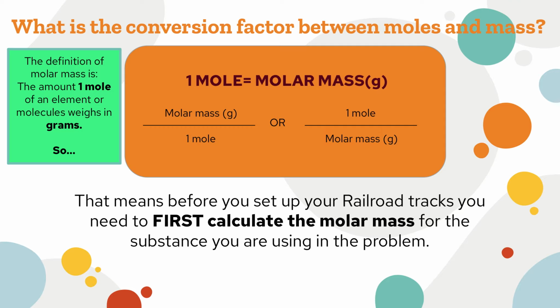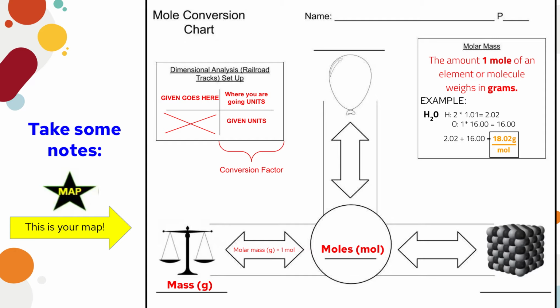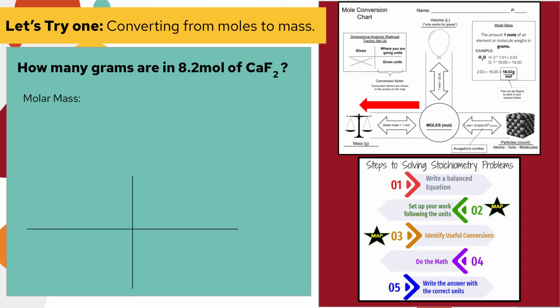So that means before you can set up your railroad tracks or your parentheses, you need to first calculate the molar mass for the substance you are using in the problem. So in your map, you need to fill in this aspect of your conversion chart. Moles in the middle, mass in grams with the little scales. And then molar mass is equal to 1 mole.